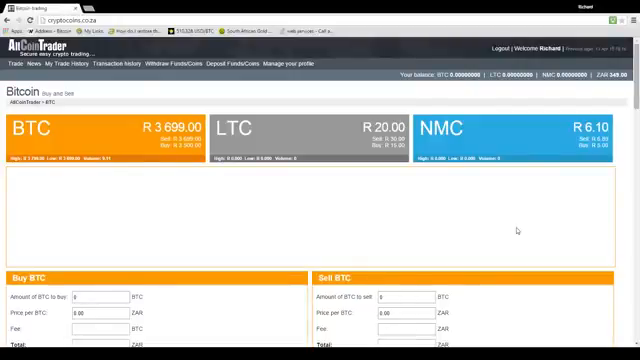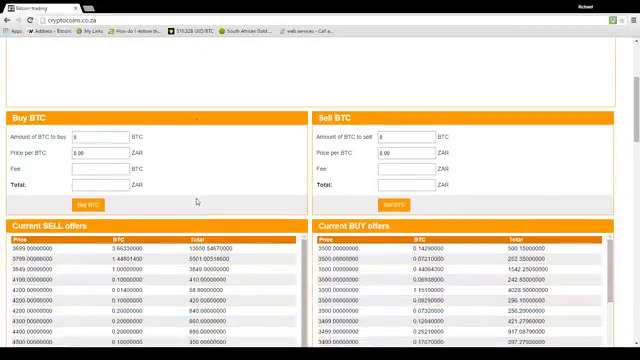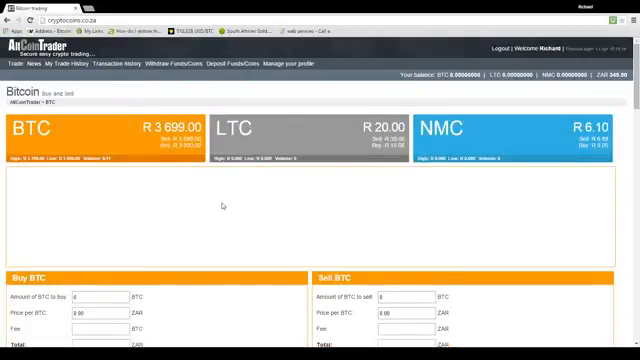In this video tutorial, I want to show you how to use the Altcoin Trader trading platform. We're going to cover a few of the features and keep it very simple. It is a very simple trading platform, so don't get too worried as you're trying to use it.